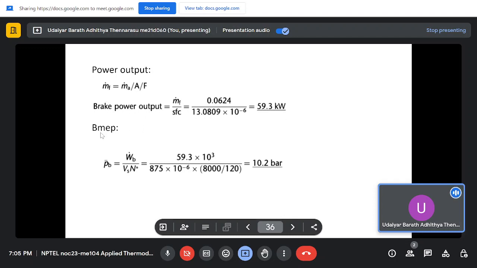So we calculated the brake power output. The next question is brake mean effective pressure. Brake mean effective pressure is nothing but brake power divided by swept volume and speed. Brake power we have calculated as 59.3 kilowatt, and displacement volume is 875 into 10 power minus 6, with n as 8000 speed. The engine is running at 8000 rpm, so divide by 60, and because this is a 4-stroke engine with only one power stroke per 2 revolutions, divide by 2. Doing so we get 10.2 bar. So the brake mean effective pressure is 10.2 bar.